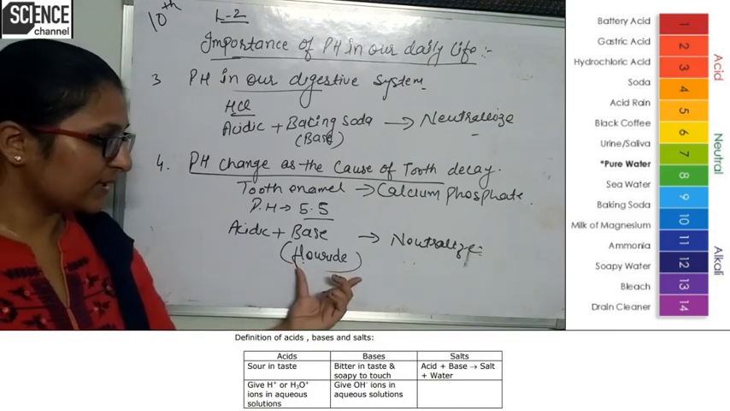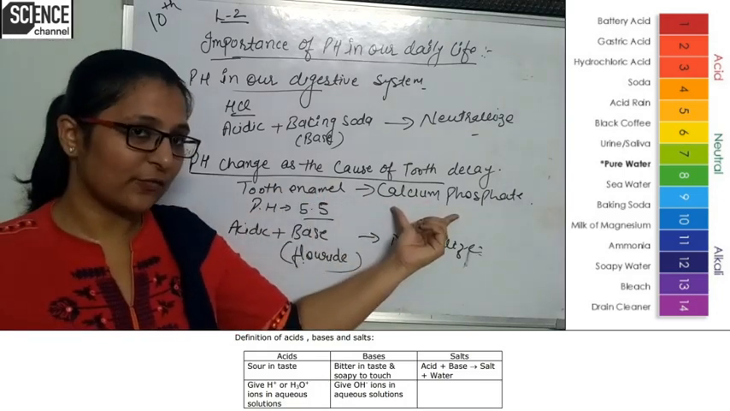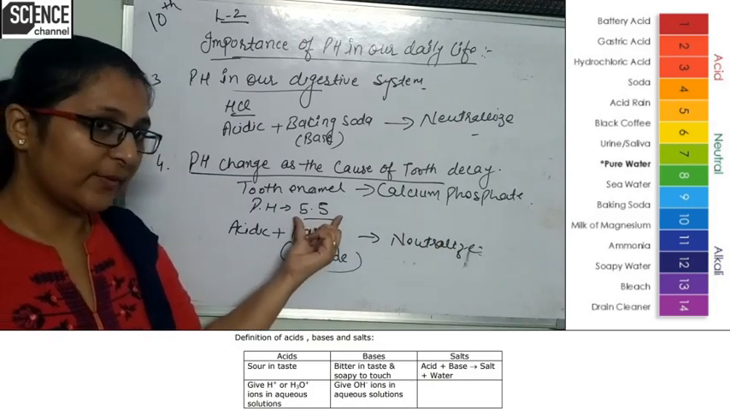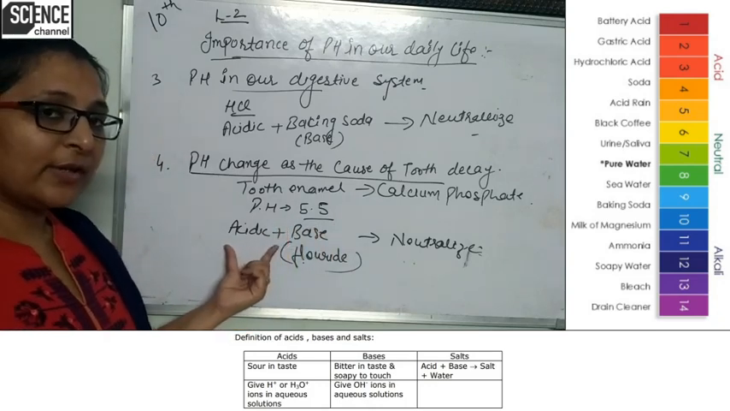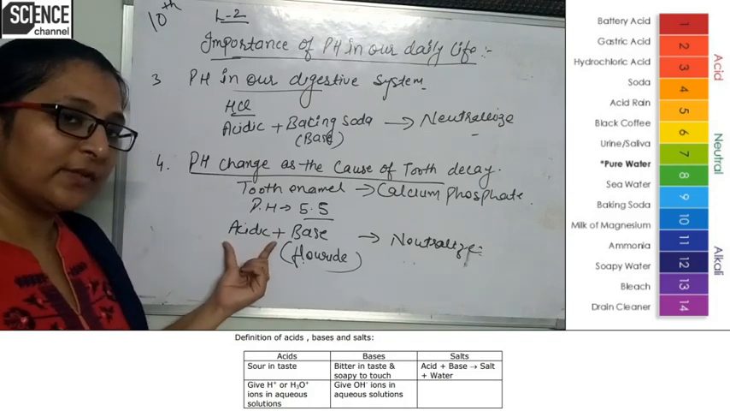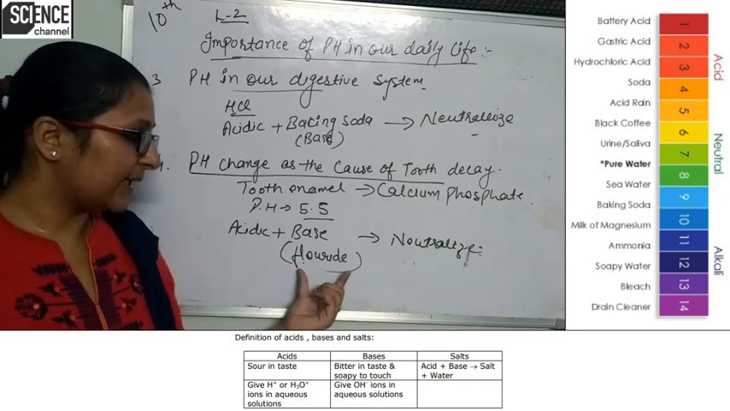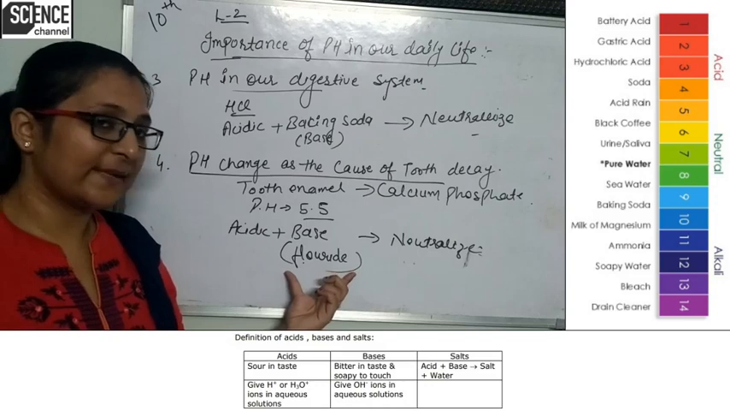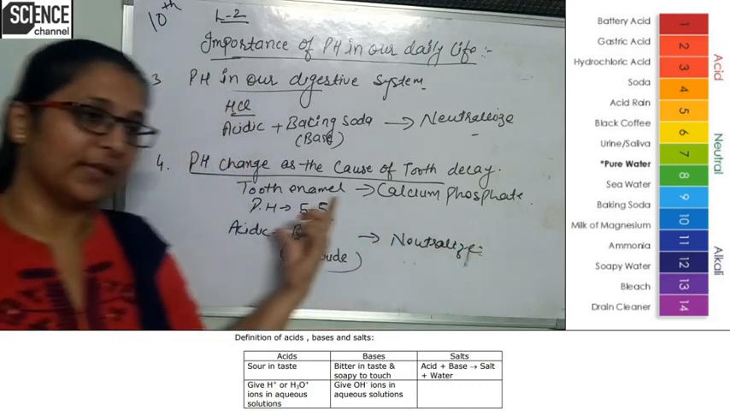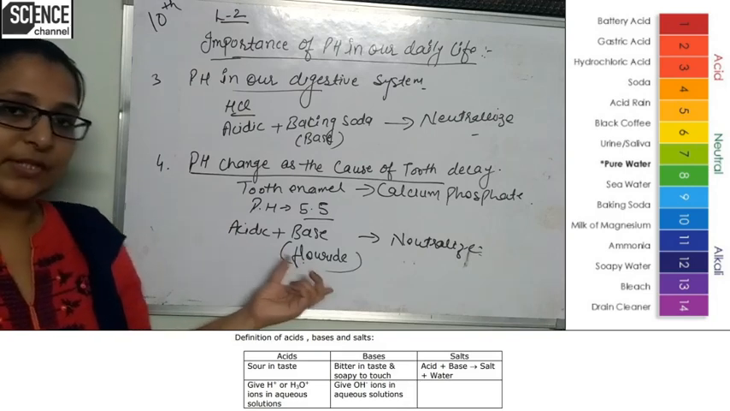Okay, which base do we have to use? That is fluoride. Now the important question: tooth enamel is made up of calcium phosphate, and the pH of our mouth is slightly acidic, about 5.5. With continuous eating or sticky food, our mouth becomes acidic and the pH value decreases. What should we do? We should brush. In our toothpaste a base is present. Which base? Fluoride base is present to neutralize the effect formed in our mouth. Clear? So that's why we should brush daily.